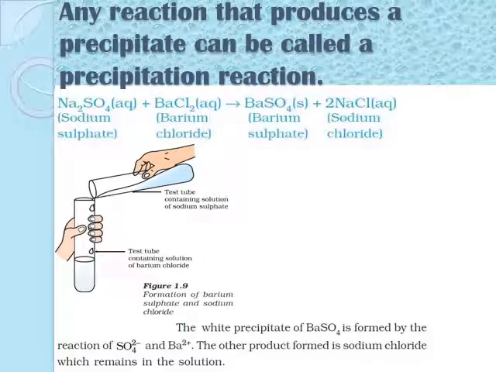Any reaction that produces a precipitate can be called a precipitation reaction. In this example, barium sulfate acts as a precipitate, deposited in the form of a white precipitate, and sodium chloride will remain in the solution in soluble form.